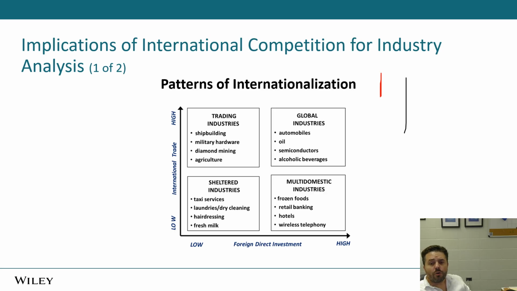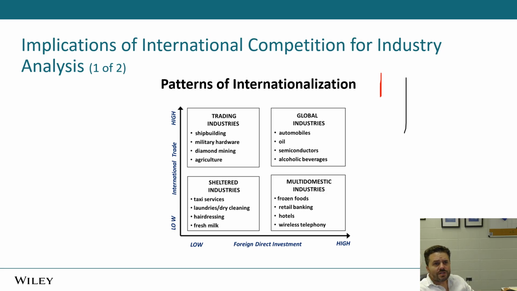But we talk about the home market, which is where we're from as a firm, and the host market is the country, the foreign country or foreign market we're looking to enter. Trading industries that tend to enter via pure export: shipbuilding, military hardware, diamond mining, agriculture, these are all trading industries. These are things that we don't make foreign direct investment in. When we make foreign direct investment, we're opening up, we're employing staff in a foreign host market. We don't have to do that for some of these. We can just ship them off.